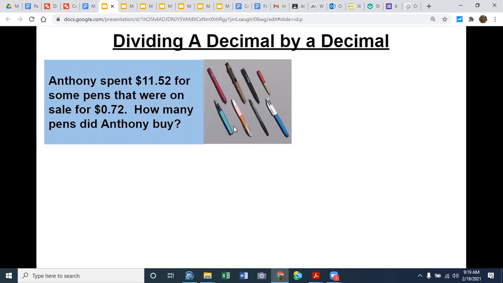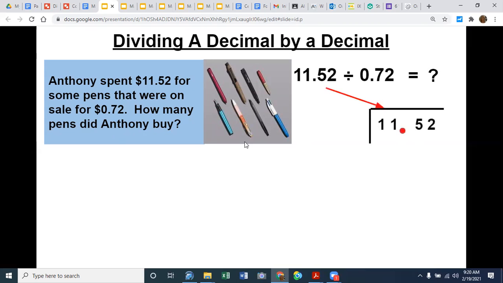Anthony spent $11.52 for some pens that were on sale for 72 cents. How many pens did Anthony buy? Okay, this is a division problem. I'd like you to pause the video and try the problem. You're going to put 11.52 on the inside and 0.72 on the outside. Then give this long division problem a try, then come back and press play and see if you can get this one correct.